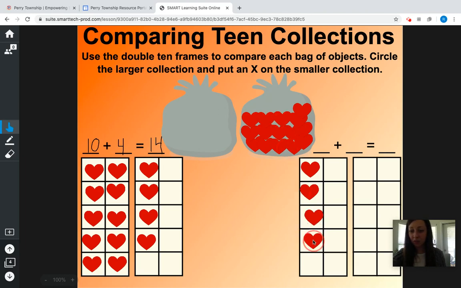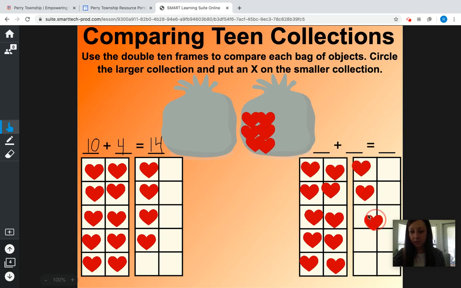We know that when we're working with our teen numbers, we're filling up that first full tens frame. Okay, so we got that one filled up. So I know I have 10. I'm going to count on from there. 10, 11, 12, 13, 14, 15, 16, 17, 18, 19. All right, so I've got 19.